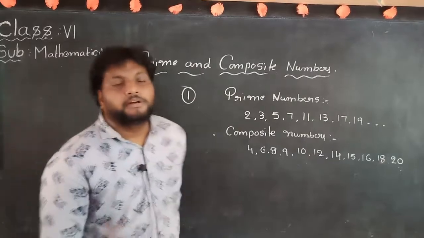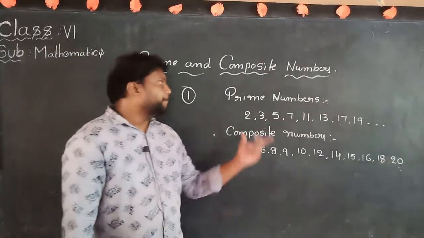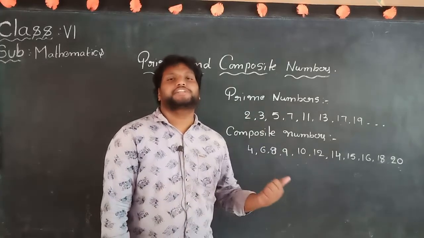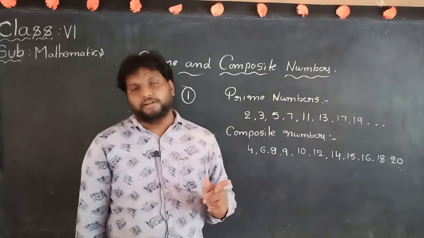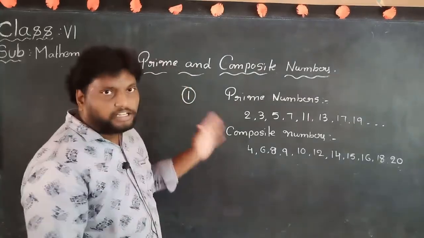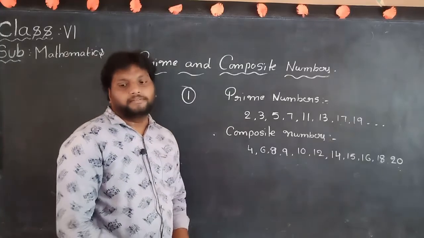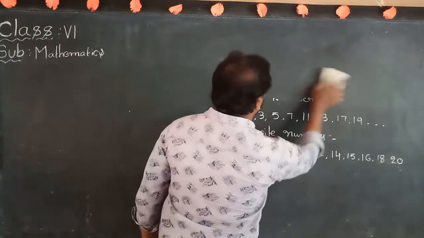Now 19 numbers are over, prime numbers and composite numbers. What about 1? 1 is not a prime number, not a composite number. Why? Because a prime number has two factors, and a composite number has more than two factors. But 1 has only one factor, 1. That's why 1 is not a prime number, not a composite number. Okay, this is about prime numbers and composite numbers.